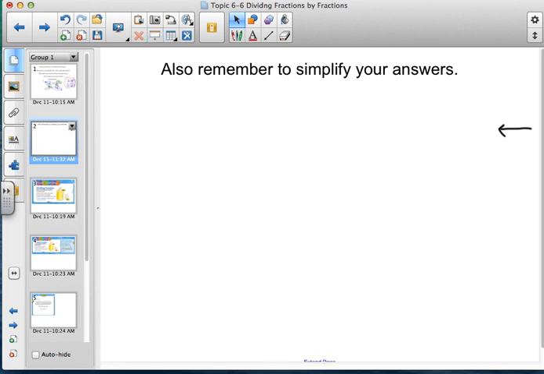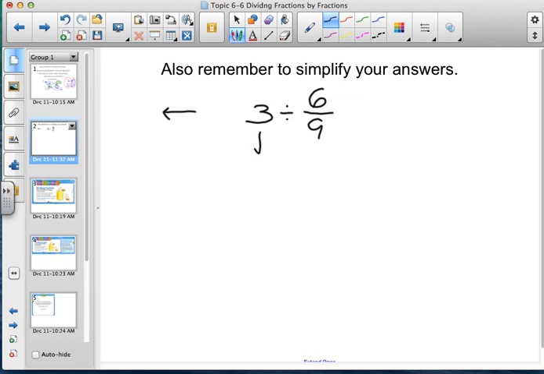Let's look at this one. Write this problem down on your board. 3 divided by 6 2/3... Now, when we set it up, you can follow along with me. 3 becomes 3 over 1. Division becomes multiplication, and we create the reciprocal of 9 over 6.